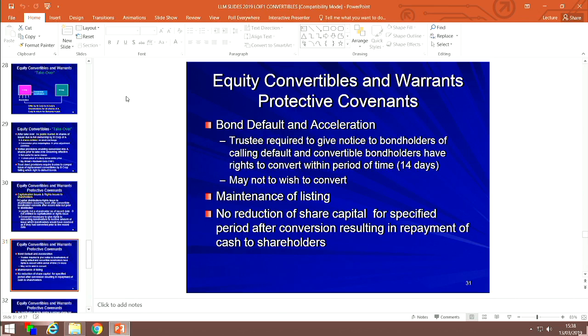Sorry, which scenario do you have in mind? Which fact scenario? It's a normal scenario when you've got a trustee and you've got a convertible bond, okay? And I wish to convert. You wish to convert, you can convert. You have no dealings with the trustee. Remember, your right to convert is against whom? The issuer. So the trustee doesn't get involved in that at all.